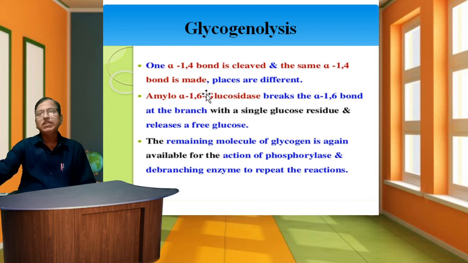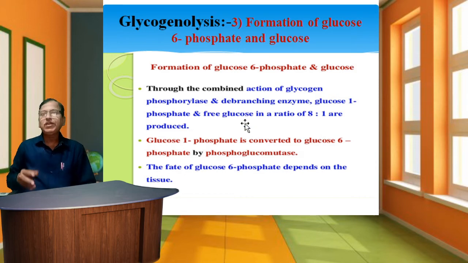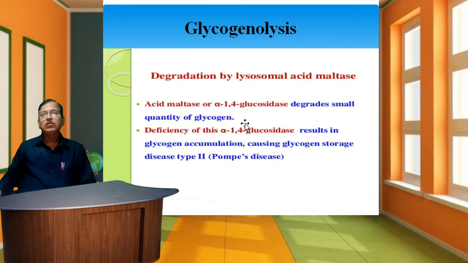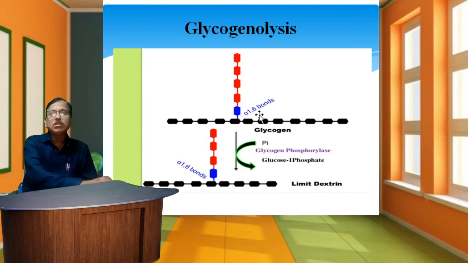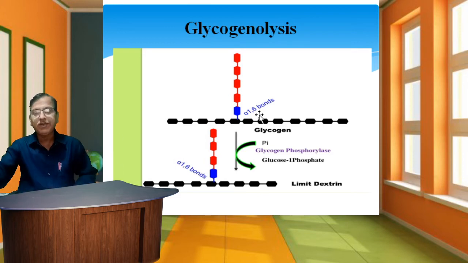The same description is shown in your slide. As a third step, there is the formation of glucose 6 phosphate and glucose. We already discussed this in your uppermost description. So this is a schematic representation of what we already discussed in the theoretical description.